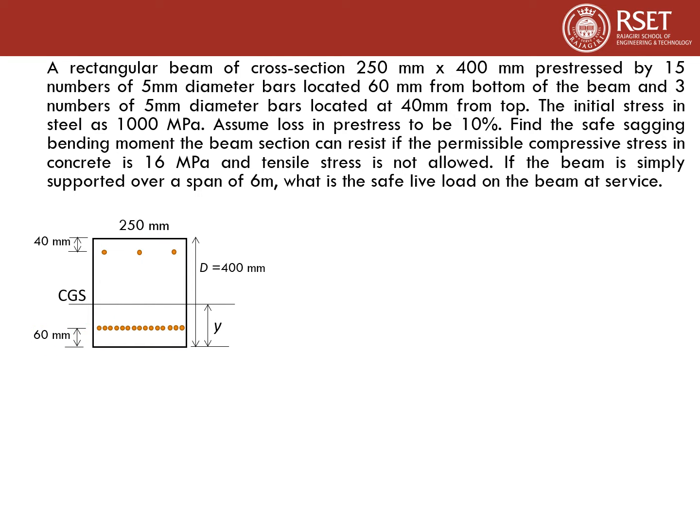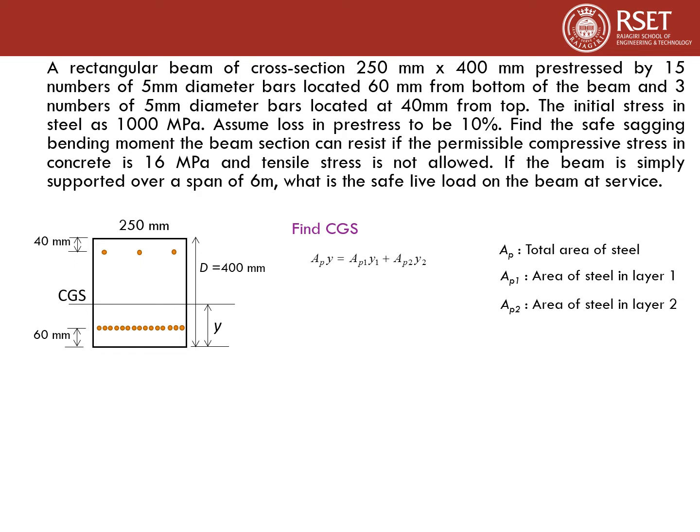Now firstly we have to find the centroid of the tendons. For that, you can use a normal centroid formula. Let the centroid of the tendons be at a distance y from the bottom. Then we can say that the area of the total pre-stressing tendons AP into y will be equal to AP1 into Y1, where AP1 is the area of the pre-stressing steel in one layer. So let this be the area and the distance be Y1. And AP2 into Y2, where AP2 will be the area of pre-stressing steel in the second layer, and Y2 will be the distance from the reference line.